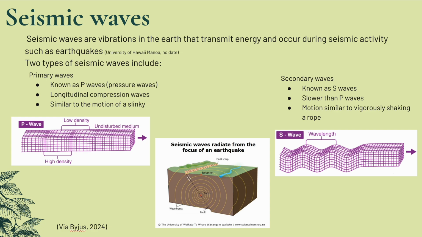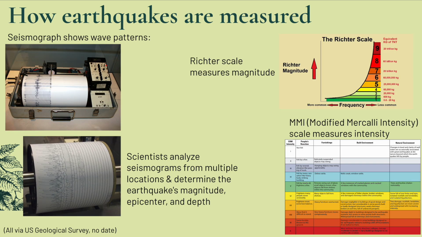Seismic waves are vibrations in the earth that transmit energy and occur during seismic activities such as earthquakes. There are two different types. Primary waves are P waves, and they're longitudinal compression waves, similar to the motion of a slinky. Secondary waves are S waves. They're slower than P waves, and their motion is similar to vigorously shaking a rope, and they both come from the focus of an earthquake.